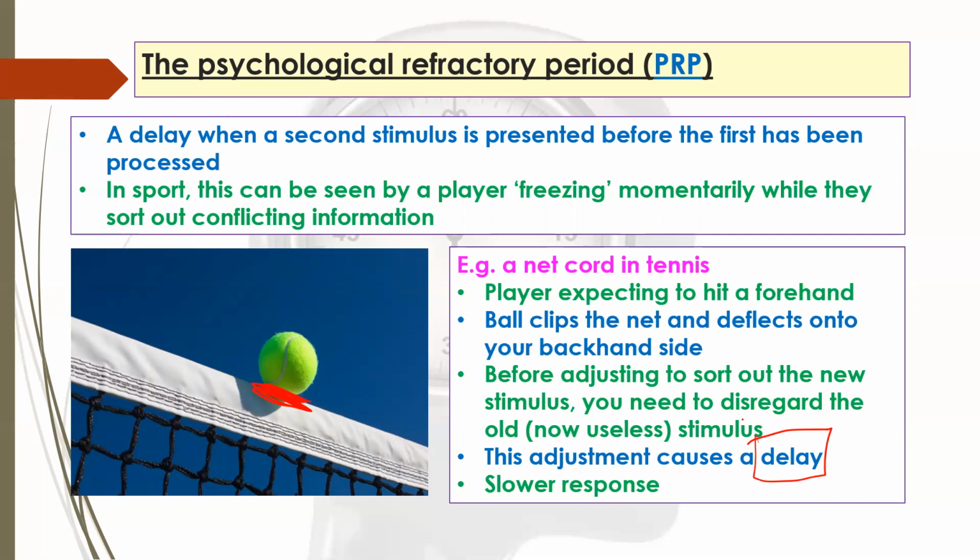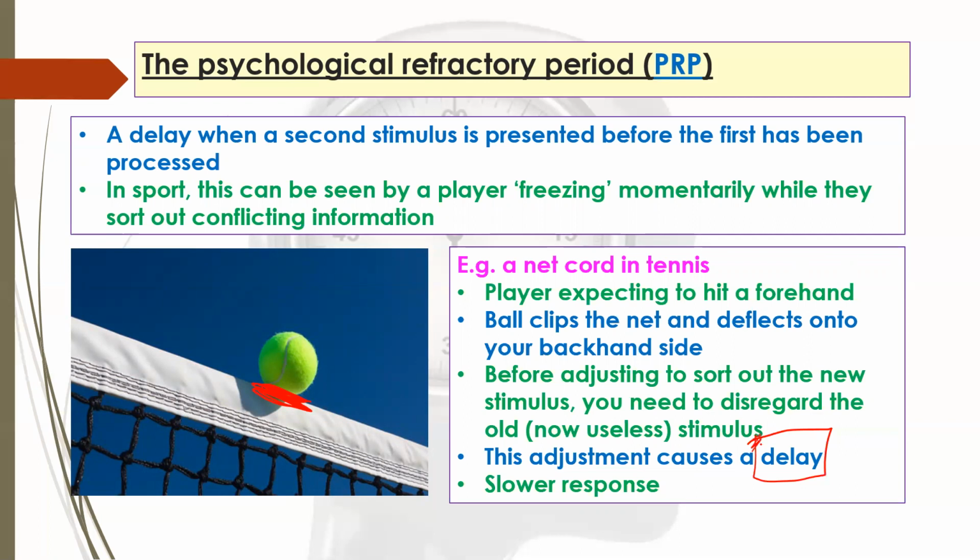So there's a delay in the thought process because you still have to deal with the original stimulus of the ball coming one way before then saying, it's coming the other way, I need to play a backhand. So you can't say, now I play a backhand. You have to say, I was going to play a forehand, now I'm going to play a backhand. And that slows it down. It slows down the process.